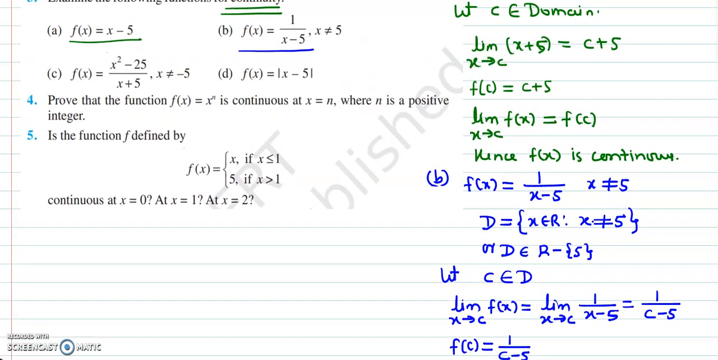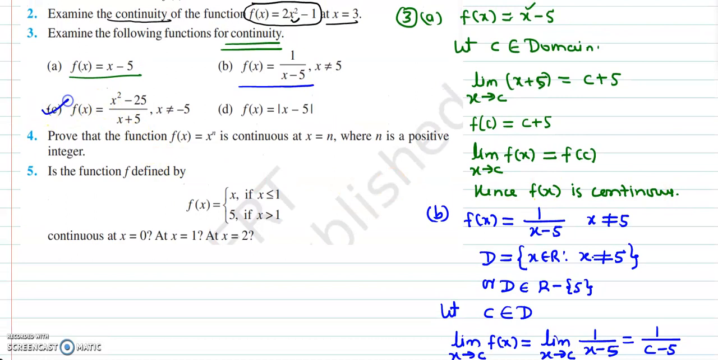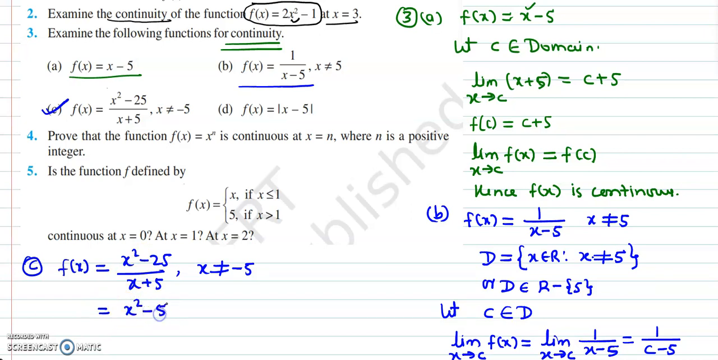Okay, so now part C. So part C is f of x equals x square minus 25 over x plus 5, and x is not equal to minus 5. So from here you can simply write this one, x square minus 5 square, 25 can be written as 5 square, over x plus 5, and we know the formula a square minus b square can be written as a minus b times a plus b.